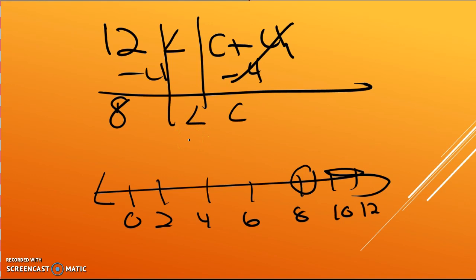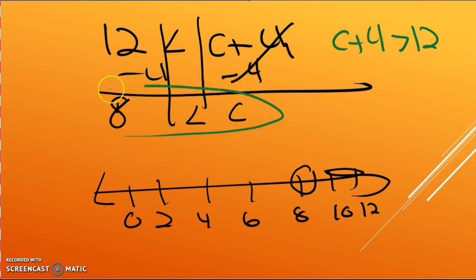Now, all the other ones that you've been dealing with have had the variable on the left side. However, this one's on the right side. So there's two things you can do. You can either flip the equation from the beginning and make it c plus 4 is greater than 12, because if you flip it, you need to flip everything, including the sign. Or you can just think about it when you get to this point here.